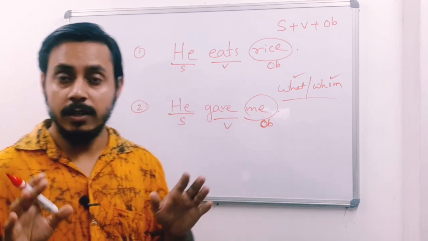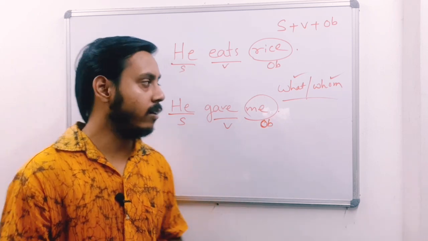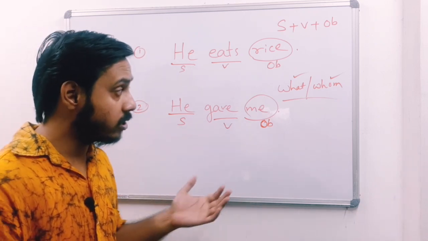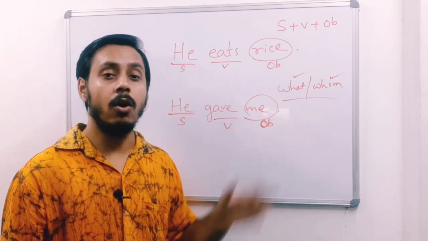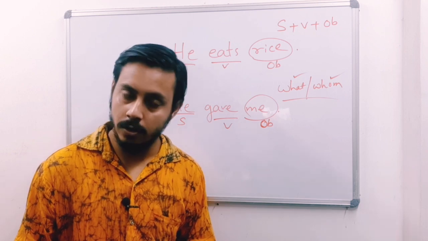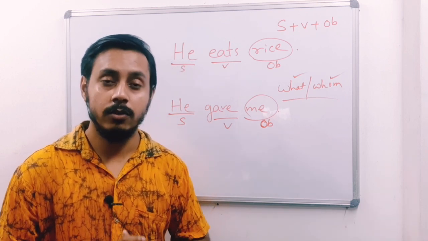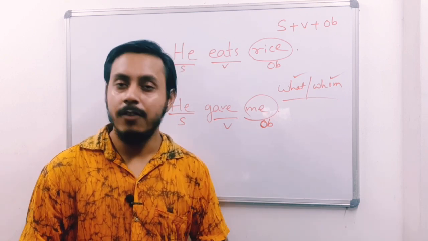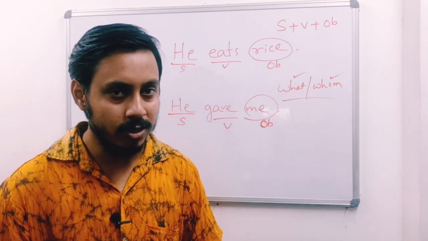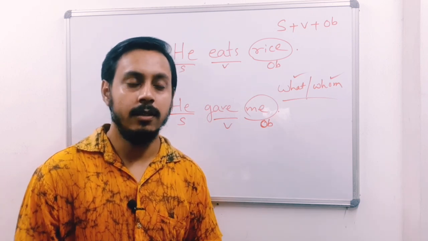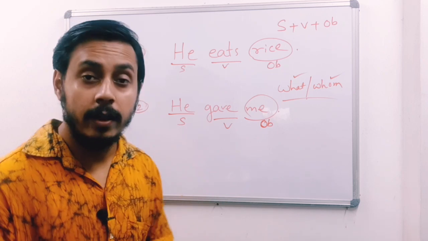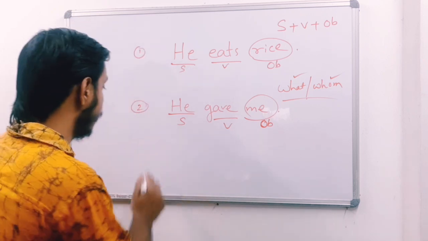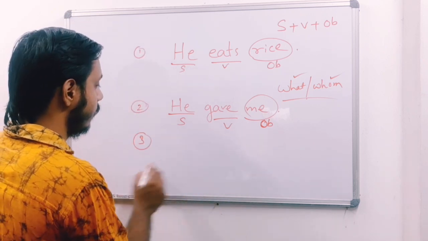The essence of the thing is just this: we have to ask a question with either what or whom. If we get the answer, that means for sure it is an object, and if we don't get the answer, that means it's not an object. I hope you have understood. Now let's try another example, number 3.